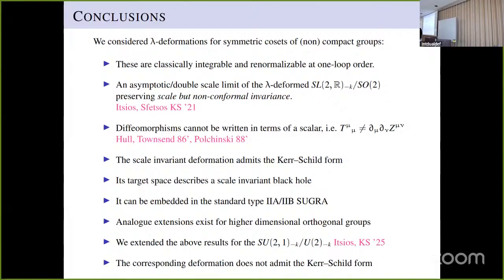In the UV, you expect to flow from some CFT. Therefore, I guess my question is broader: to what extent do you expect all this to make sense at the quantum level, which follows on a bit from the previous question as well.